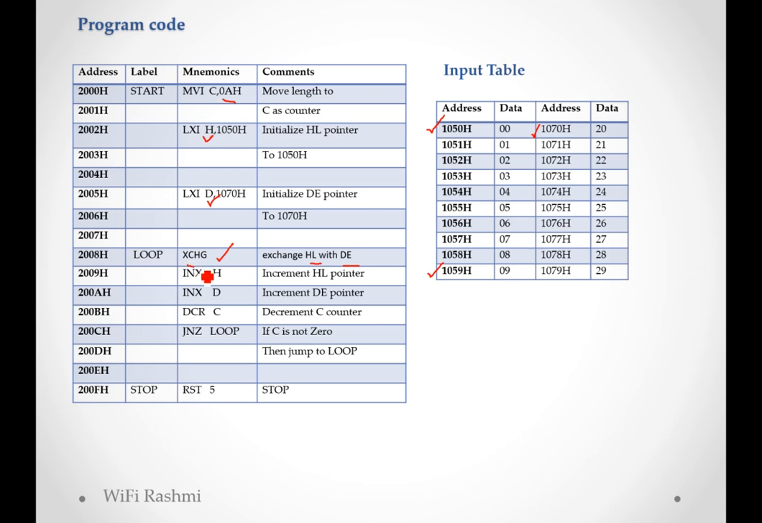So as soon as we are using this, your program gets very simple and the content of HL and DE gets exchanged. That is, 00 is exchanged with 20. After this we'll increment HL, that is it will go to 1051, and increment DE, which will go to 1071. So after our first procedure we have to decrement C. What is the reason? We had a total of 10 numbers, out of which one number is exchanged. So we are left with a total of 9 by using this DCR C.